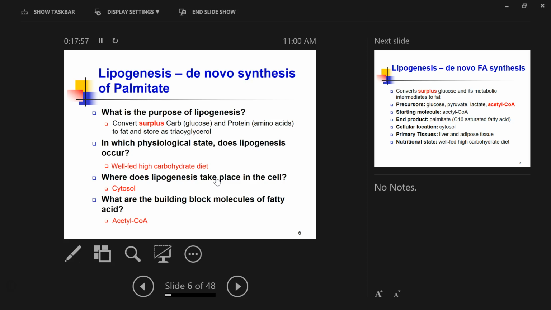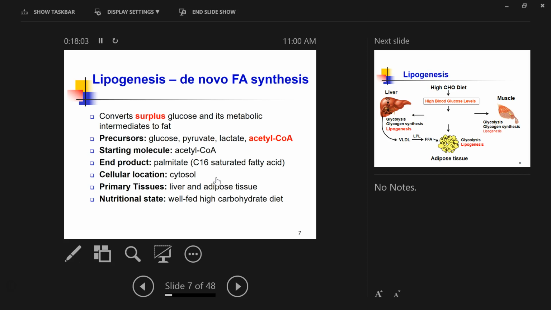All right. And pretty much similar to what we just described, de novo fatty acid synthesis or lipogenesis is a process that converts surplus glucose or its metabolite intermediates to fat, or fatty acids more specifically, right? And for precursors, although I put glucose, pyruvate, and lactate here, I wanted you to remember that acetyl-CoA is the most important molecule.